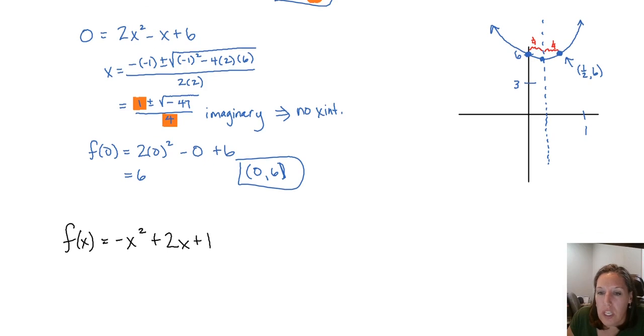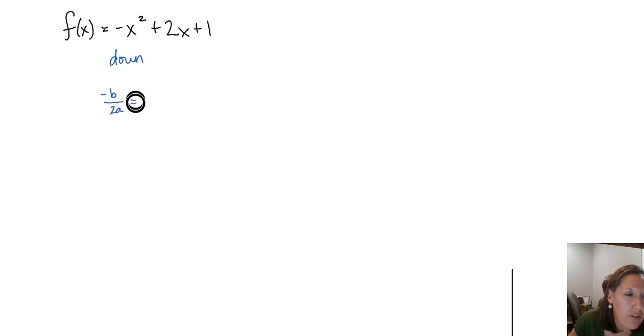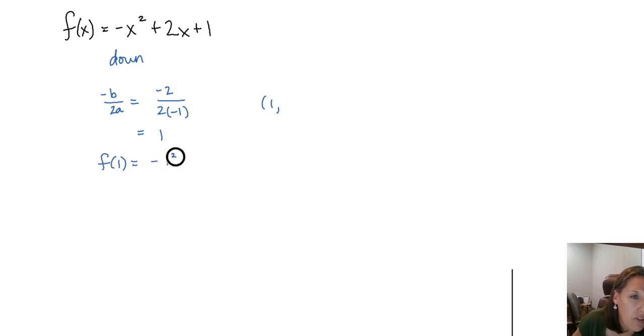All right, let's look at one more of these. So f(x) = -x² + 2x + 1. Again, our leading coefficient there is a negative number, so this is going to open down. Our vertex is going to be at the point (-b/2a, f(-b/2a)). And so we get, let's see, our b value there is 2, and our a value is -1. -2 divided by -2 gives us an x coordinate on our vertex of 1. And then f(1) is -1² + 2 times 1 + 1.